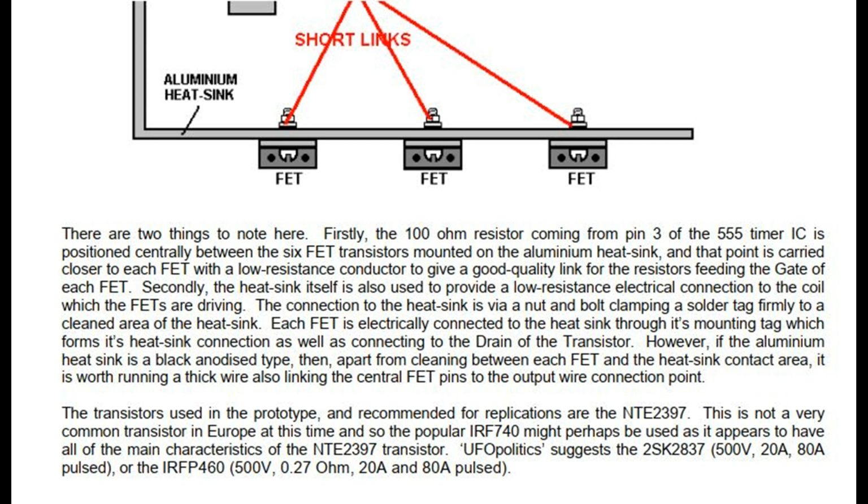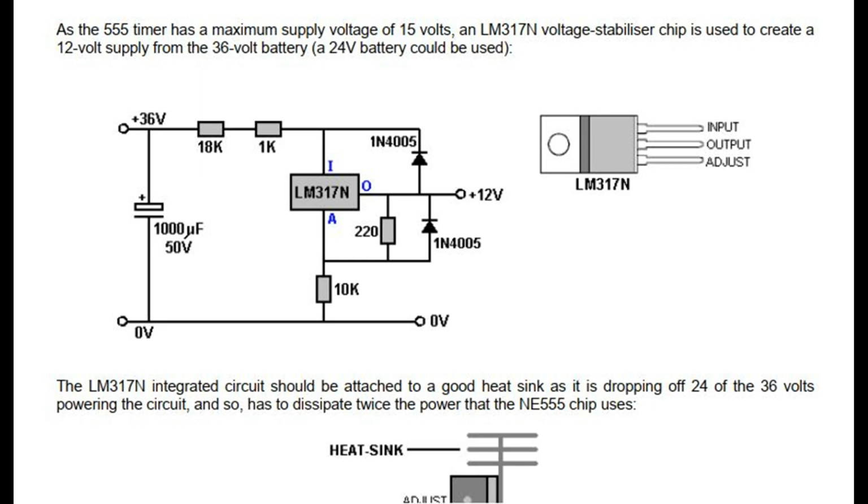This is not a very common transistor in Europe at this time, and so the popular IRF740 might perhaps be used, as it appears to have all of the main characteristics of the NTE2397 transistor. UFOpolitics suggests the 2SK2837, 500V, 20A, 80A pulsed, or the IRF-P460, 500V, 0.27 ohm, 20A and 80A pulsed.